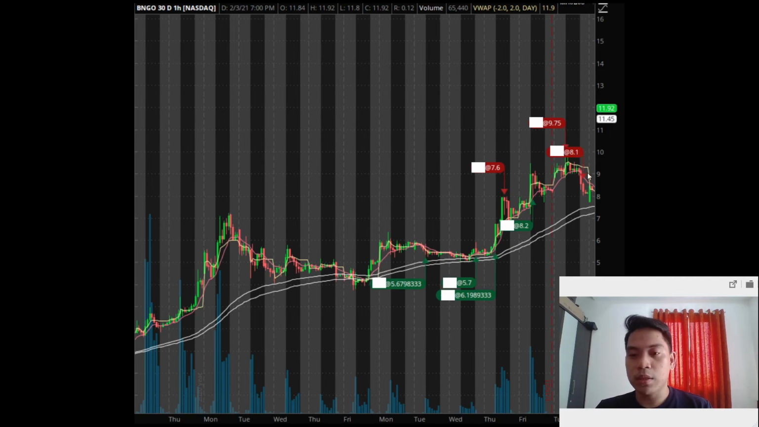But this was the time when it had an offering announcement, so that was outside of the things that I considered already. So this trade is no longer valid in my point of view, so I exited at 8.1.